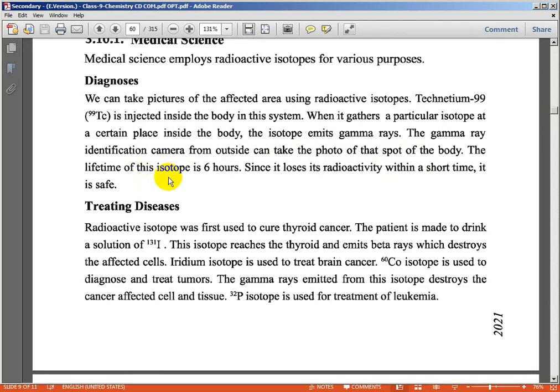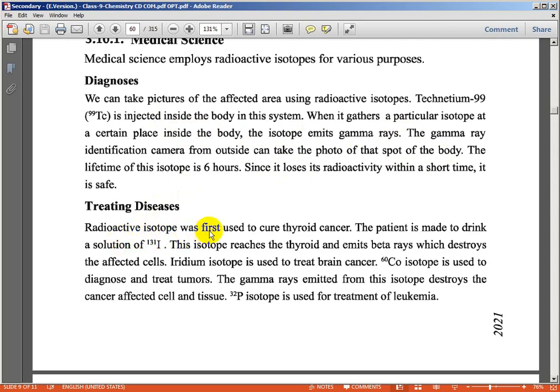The lifetime of this isotope is 6 hours, since it loses its radioactivity within a short time. So we can detect the spot of the body and diagnose. So isotopes can be used for diagnosis of any disease and also for treatment.